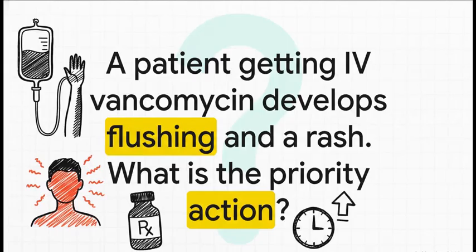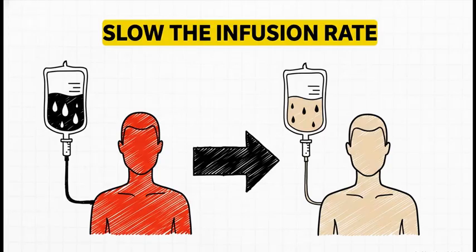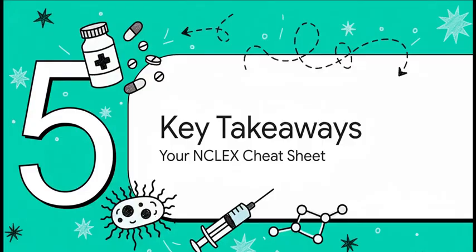Okay, last one for the drill. Your patient is getting IV vancomycin and suddenly develops flushing and a rash on their neck and chest. What is your priority action as the nurse? Your priority is to slow the infusion rate. This looks scary, but it's likely red man syndrome, which happens when the vancomycin is pushed in too fast. It's not a true allergy, so slowing it down should fix the problem. You guys did awesome on that.